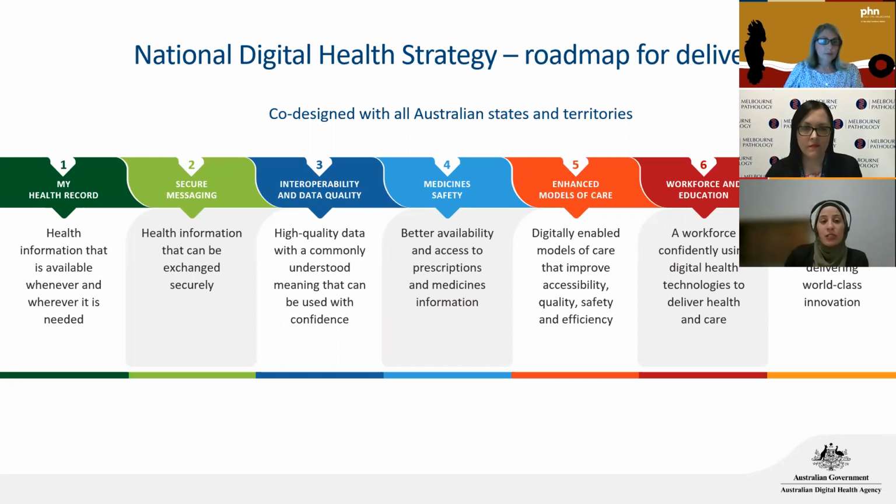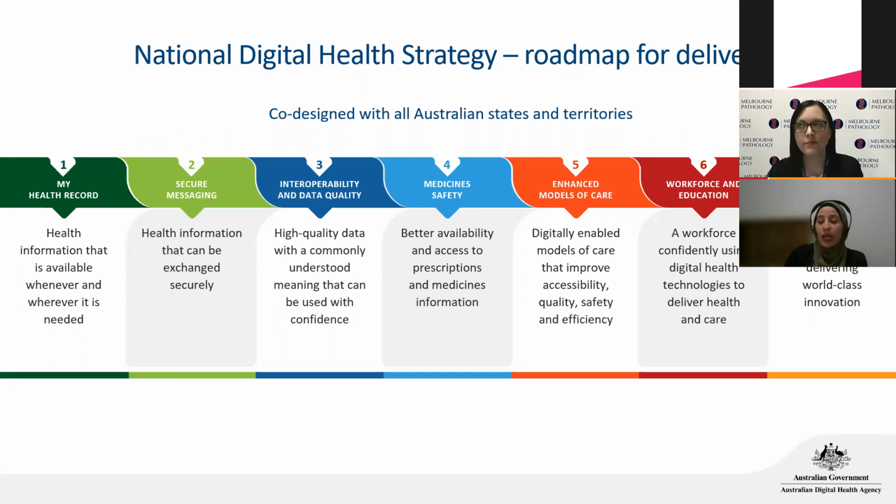So the strategy itself is composed of 7 priority areas, and that's what you can see on the screen now. And My Health Record is one of the key components of this strategy. And the concept is about making health information available whenever and wherever it is needed. So this is really important because, as we know, across the different healthcare settings within the healthcare system, there's lots of different health systems there, and they all have vital information within them, but this information isn't necessarily shared, so it's not accessible by everyone.